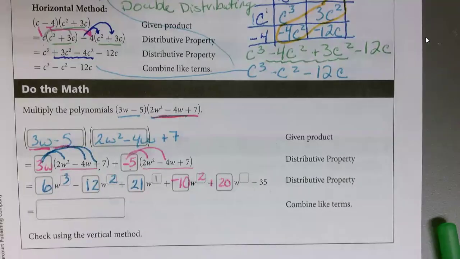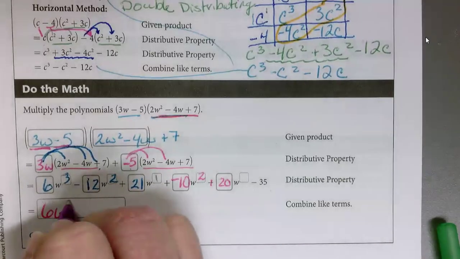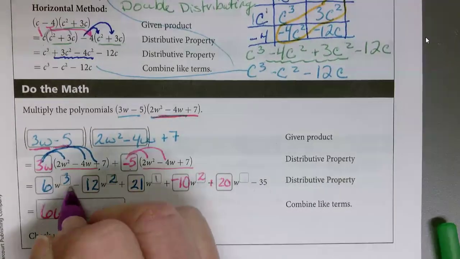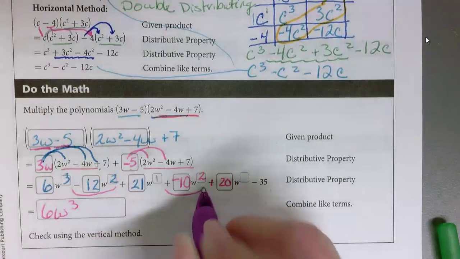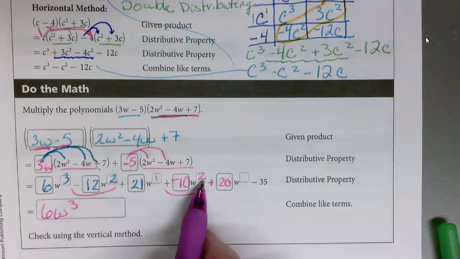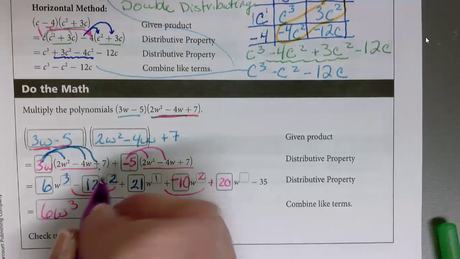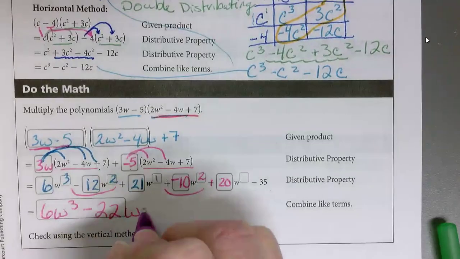Then we have to look to see if we can combine like terms. So I don't have anything else cubed, so I'm going to go 6w cubed. But then I have this negative 12w squared and a positive 10w squared. Oh, actually a negative 10w squared. So they're both negatives, they're both squareds. I'm going to add them, but keep my negative sign, and that'll give me negative 22w squared.